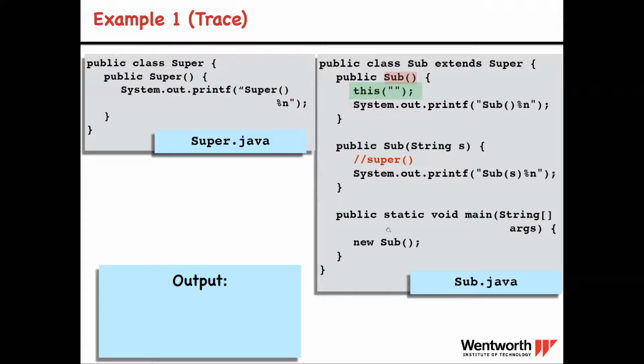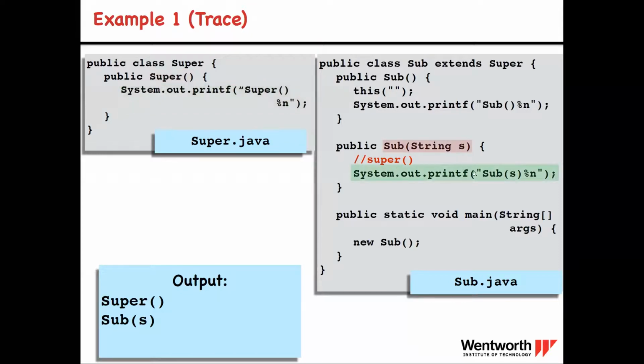So if we follow this trace, we're doing our sub with no arguments, come up here. We're calling this with an empty string. So that's going to be calling this constructor, because this constructor takes a string. Then we automatically call super. Java puts that in automatically for us. And we come up here, the super with no arguments, and we print super. Then we're done with that constructor. And so we come back down and we print sub that takes a string. We finish this constructor. So that means we've finished the call to this, and we print sub, and then we're done. That is an example of what is called constructor chaining.